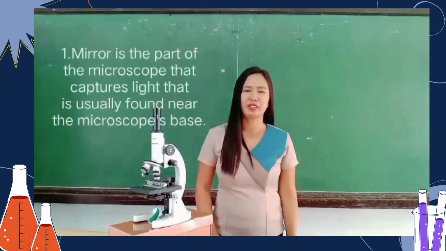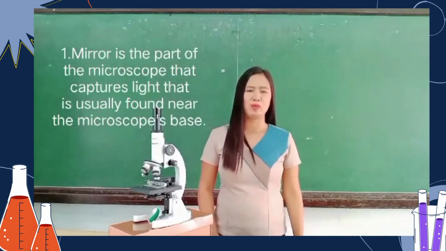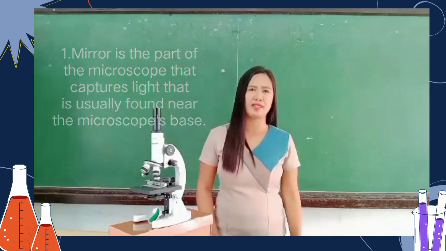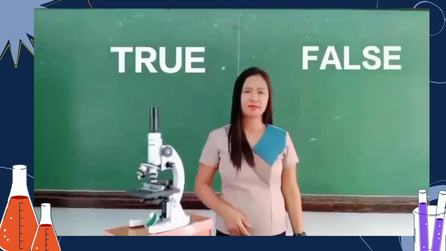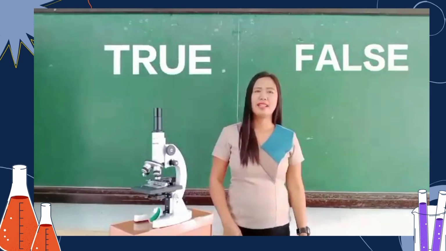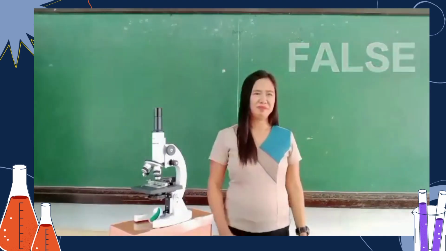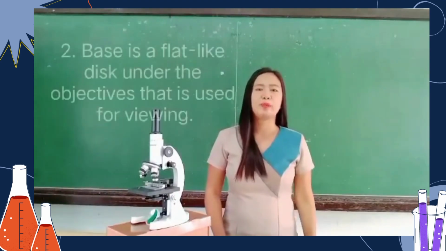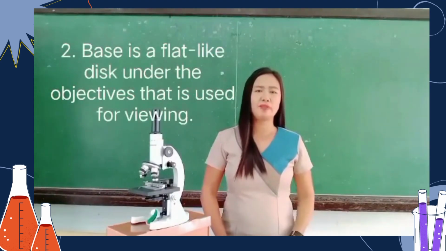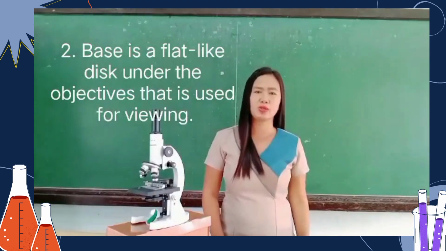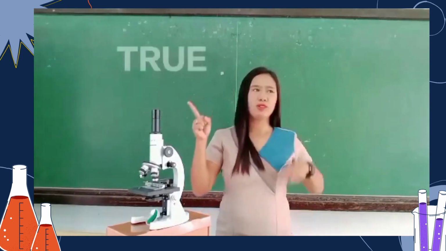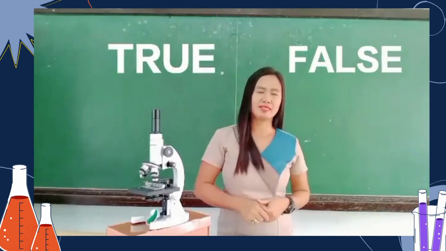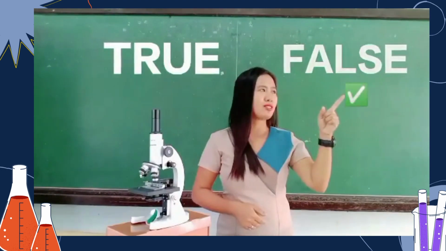Number 1. Mirror is the part of the microscope that captures light that is usually found near the microscope's base. True or false? Yes, the answer is true. Let's proceed with number 2. Base is a flat area under the objectives that is used for viewing. True or false? Correct! The answer is false.